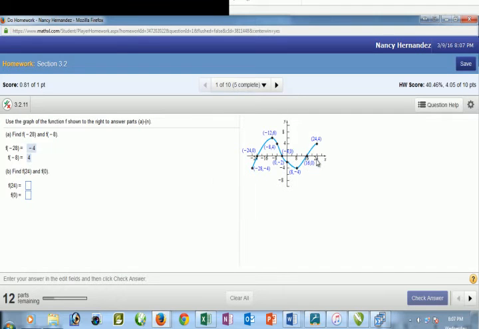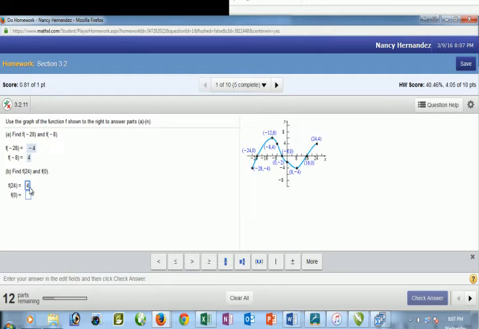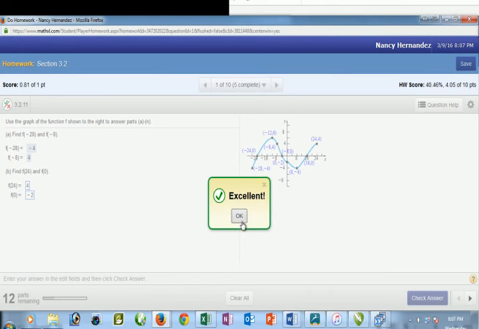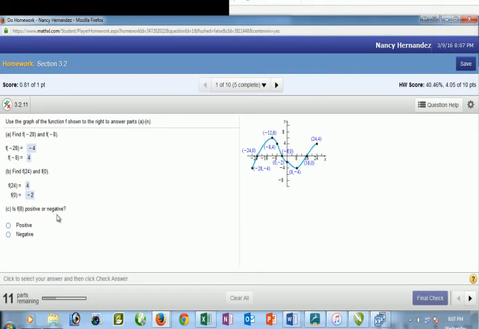Next part, what is f of 24? What's my x? 24. What's my y? 4. Okay. What's my f of 0? That's looking like probably -2. 0, -2. Also the y-intercept. Check answer. Woohoo.